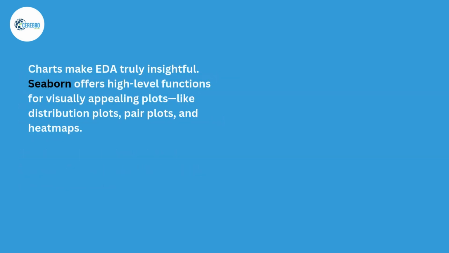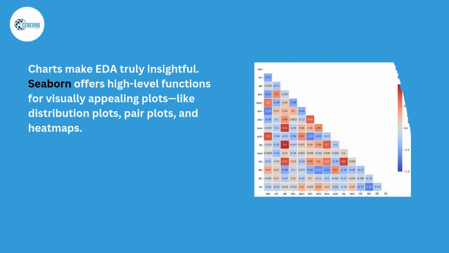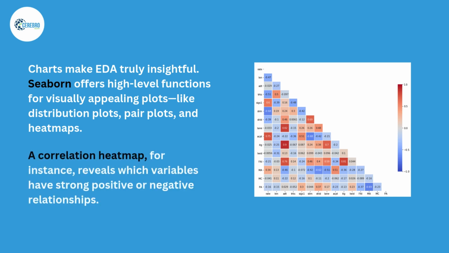Charts make EDA truly insightful. Seaborn offers high-level functions for visually appealing plots, like distribution plots, pair plots, and heat maps. A correlation heat map, for instance, reveals which variables have strong positive or negative relationships.